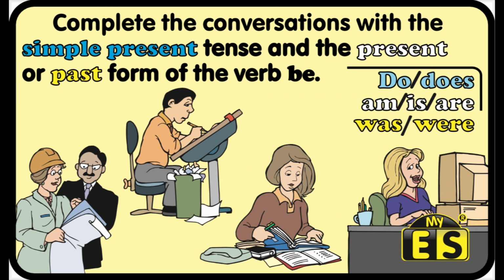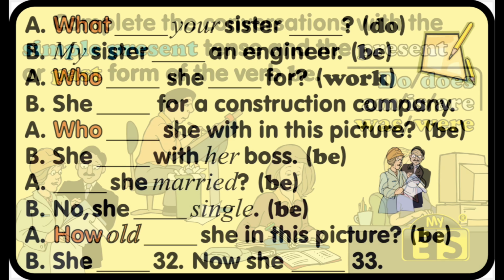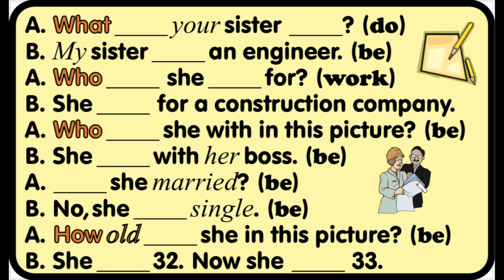All right, now let's complete the conversations with the simple present tense and the present or past form of the verb be. Ready? What does your sister do? My sister is an engineer. Who does she work for? She works for a construction company. Who was she with in this picture? She was with her boss. Is she married? No, she's single. How old was she in this picture? She was 32. Now she's 33.